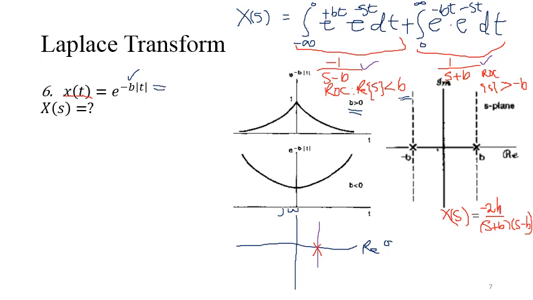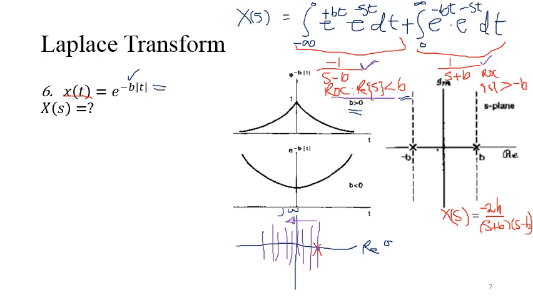Now, because the region of convergence for this is s less than b, the ROC will be all the values of sigma less than b. So this is b, and less than b will be all this region. That's your ROC. The lines are not very accurate, but I hope it's right. So from here up to infinity, that's your region of convergence for this part.